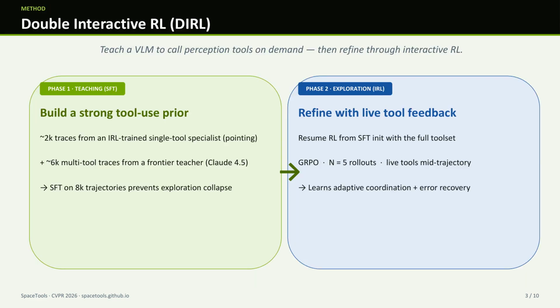Our method is double interactive RL, DIRL. Two phases. First, we teach the model by SFT on two trace sources, 2K traces from a single tool specialist trained with interactive RL, plus 6K multi-tool traces distilled from Claude. This prevents the model from collapsing during exploration. Second, we resume RL with the full toolset using GRPO and live tools in the loop, and that's where the model learns to coordinate tools and recover from failures.